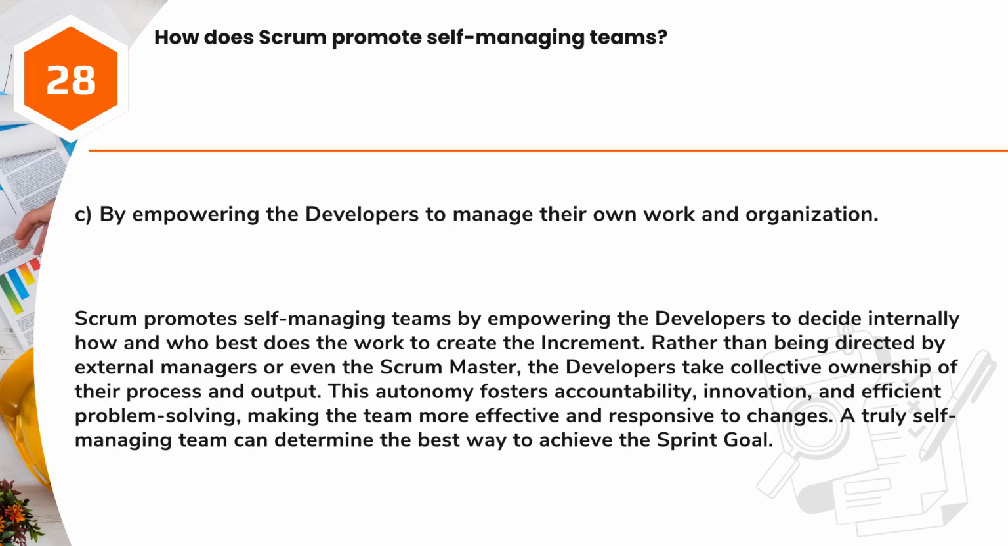Answer: C. By empowering the developers to manage their own work and organization. Scrum promotes self-managing teams by empowering the developers to decide internally how and who best does the work to create the increment. Rather than being directed by external managers or even the Scrum Master, the developers take collective ownership of their process and output. This autonomy fosters accountability, innovation, and efficient problem-solving, making the team more effective and responsive to changes. A truly self-managing team can determine the best way to achieve the sprint goal.